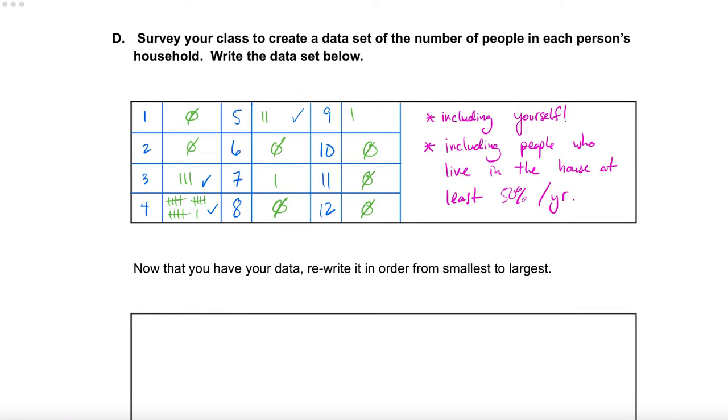Hello and welcome to part 3 of lesson number 3 in unit 7. This is range and quartiles.